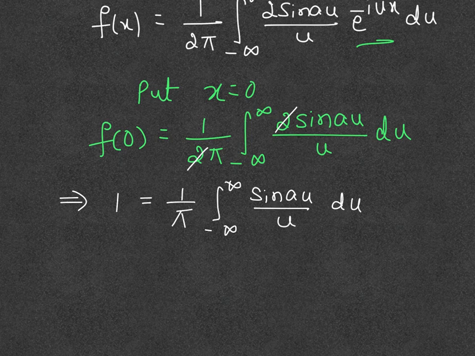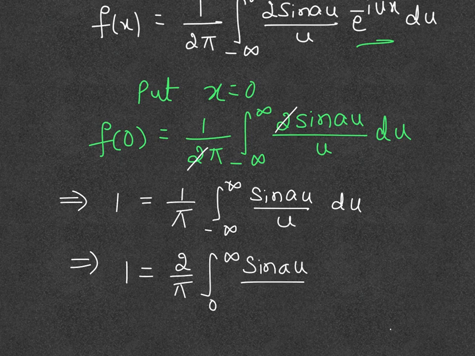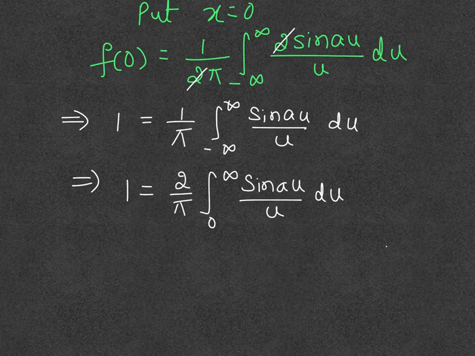Also, we want the result integral 0 to infinity, and it becomes 0 to infinity when the function is an even function. So when you replace u with minus u, we get the same function, so it is an even function. Therefore, you can write this as 1 is equal to 2 by pi integral 0 to infinity sin au by u du. Let us fix: we take au is equal to t, or x, go back to x.